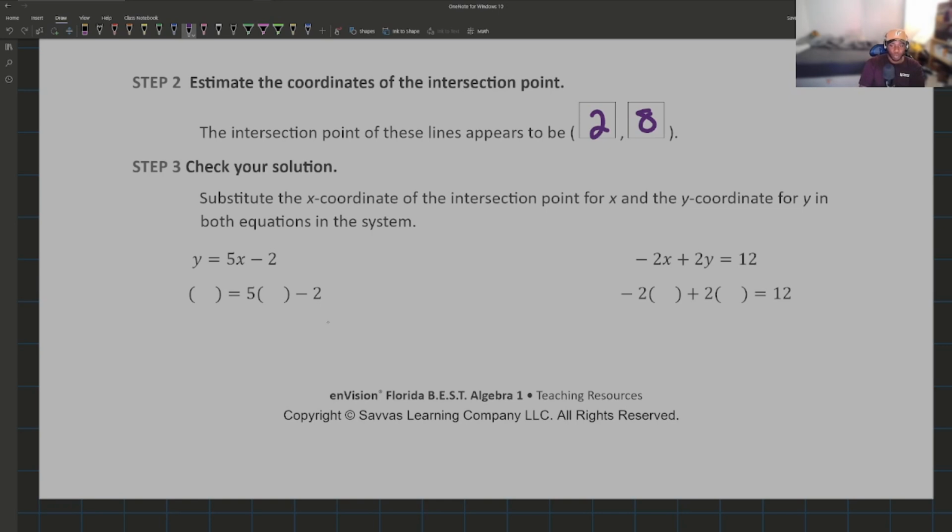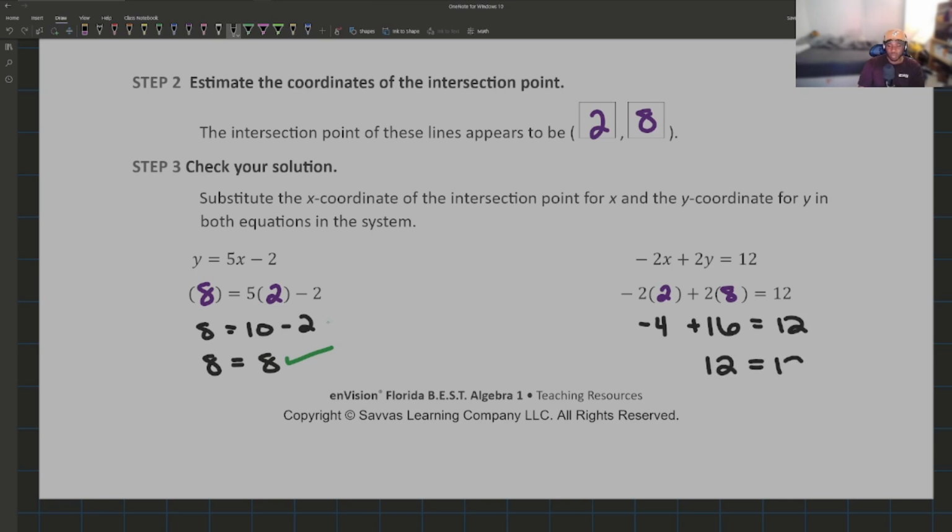So I'm going to go ahead and do that real quick over here. It's going to be 8 is equal to 5 times 2 minus 2. We know 8 is equal to 5 times 2 is 10 minus 2. And 10 minus 2 is going to equal 8. So that's aces there. That is 100% correct. Over here on the right, we're going to do the same thing. Negative 2 times 2 plus 2 times 8 equals 12. Let's go ahead and check that. Negative 2 times 2 is negative 4. Plus 2 times 8 is 16 equals 12. And that also simplifies nicely to say 12 equals 12.